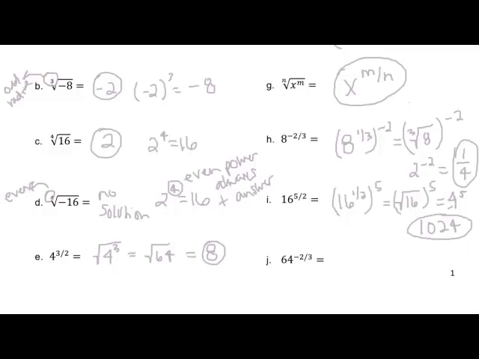And last one, letter J, we have 64 to the -2/3 power. Again, we're going to split it apart. So we have 64 to the 1/3 power, and all of that is raised to the -2 power. 64 to the 1/3 is the same as the cubed root of 64. The cubed root of 64 is 4, so this is 4 to the -2nd power. Again, a negative exponent says to flip, or you do the reciprocal. So this is 1 over 4 squared, and we know that 4 squared is 16. So this is 1 over 16.